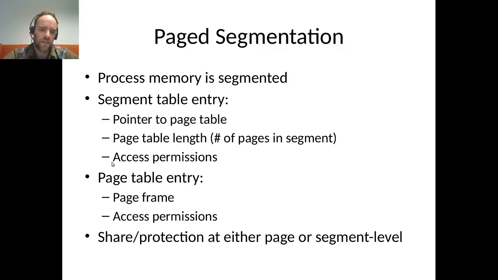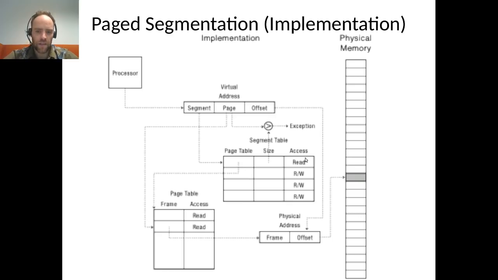This gives us access permissions. In our page table entry, we have, of course, the page frame pointing to physical memory and the access permissions. So here we see we already have two levels of access permissions. One is coarse-grained access permission. That could mean that all pages under this page table are read, or we could then set one of these to read-write, and all of the others would inherit their parent's access permissions.